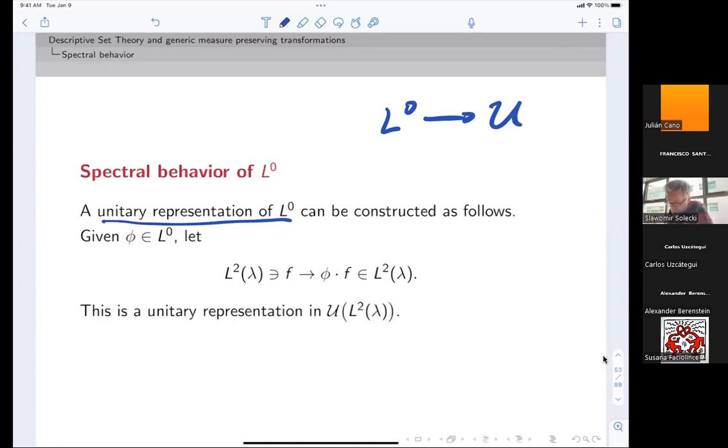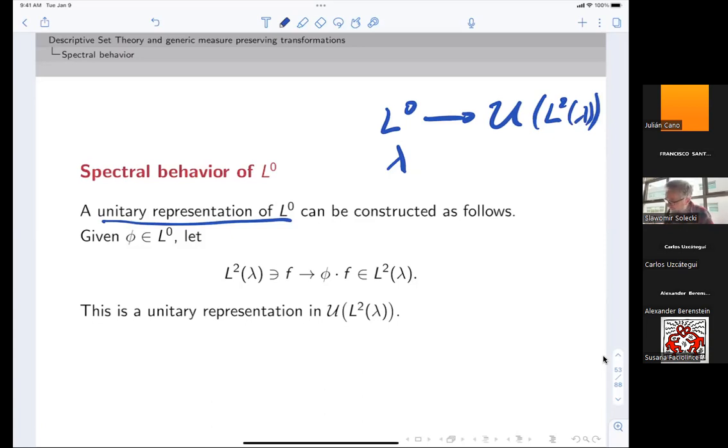And the reason, there is a way of constructing those. So one way to do it is the following. Remember, L0 has the measure lambda behind it. These are functions measurable with respect to lambda. With lambda, I can associate a Hilbert space, namely all square summable complex valued functions with respect to lambda. So that's a separable Hilbert space, infinite dimensional.